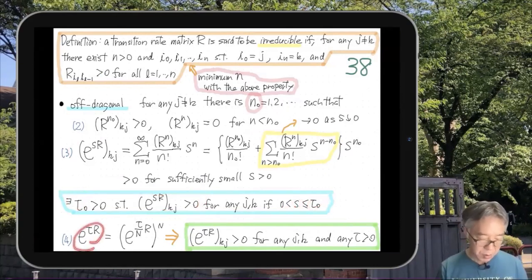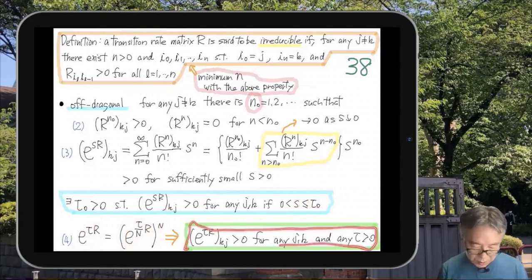Okay, so we want to consider this not for general tau, which may be large, but this is just equal to this one, right? And then if you take this positive integer n sufficiently large, this tau over n falls into this interval. So this becomes smaller than tau naught. And then you are sure that this has strictly positive matrix elements. And this is just a multiplication of matrices with strictly positive elements. So you have shown this.